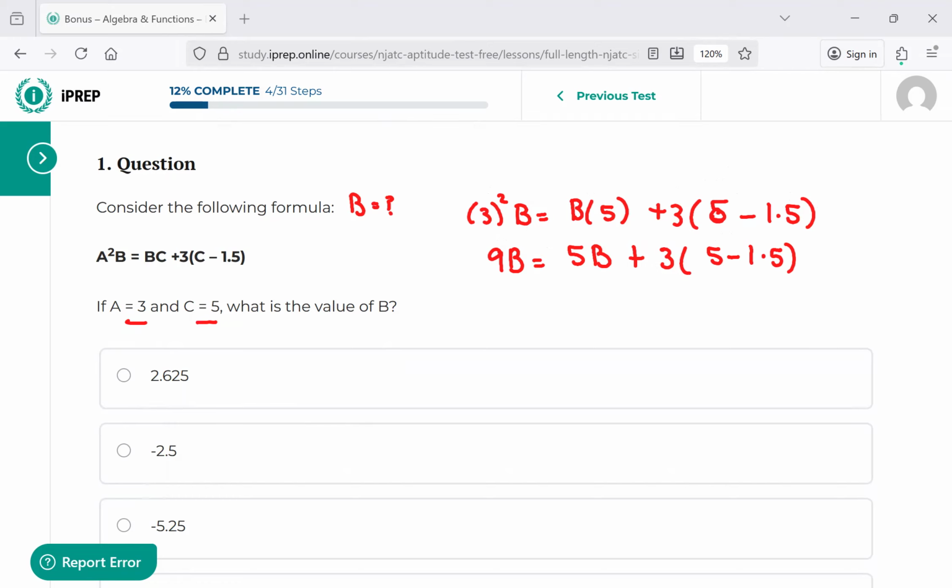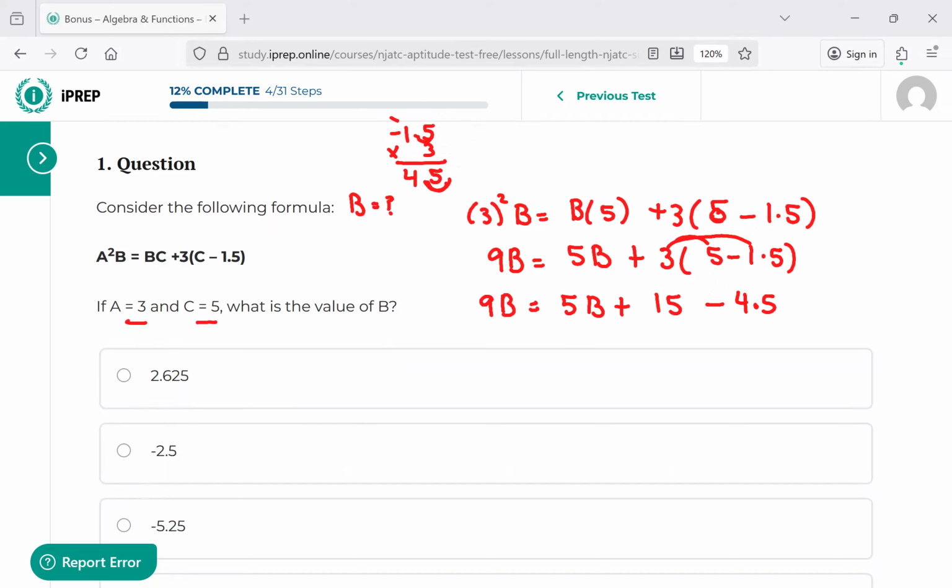So our goal is to solve for B, so what I would do next is FOIL out this 3, so 3 times 5 is 15. Then 3 times negative 1.5. I know you can't use a calculator on this exam, so you need to know how to multiply decimals. This is how you multiply with decimals: 1.5 or negative 1.5 times 3. 5 times 3 is 15, carry the 1. 3 times 1 is 3, plus 1, that's 4. Then count the total decimal places. There's a total of 1 place, so you move it 1 place to the left. So it's going to be negative 4.5. And then on the left, it's just 9b.